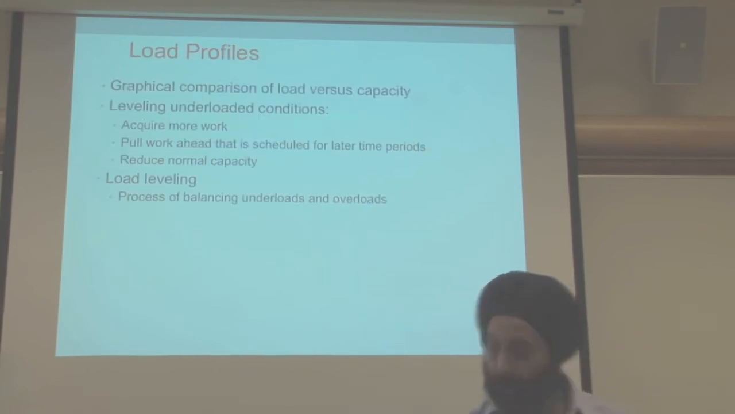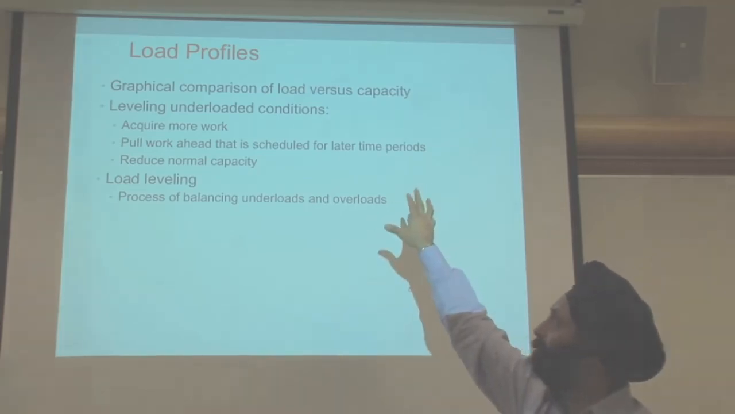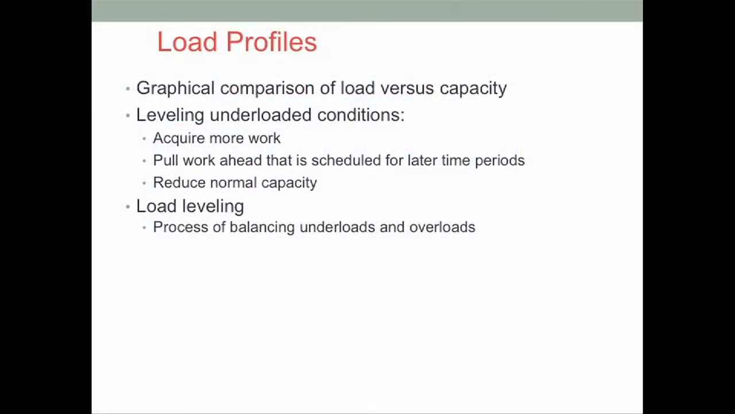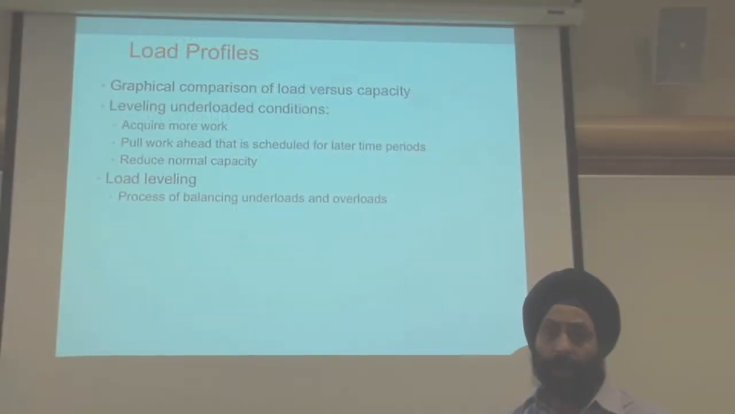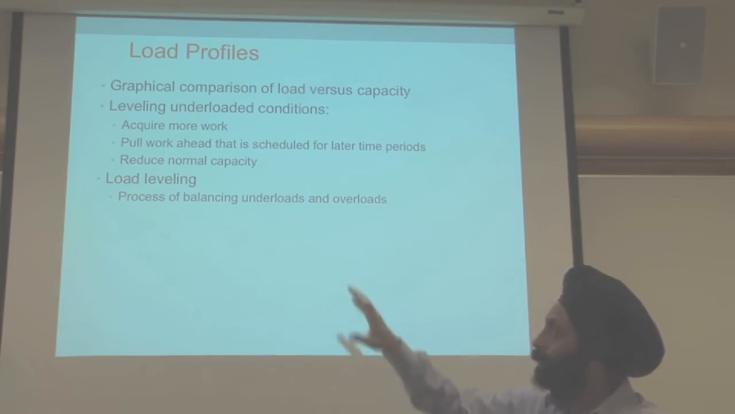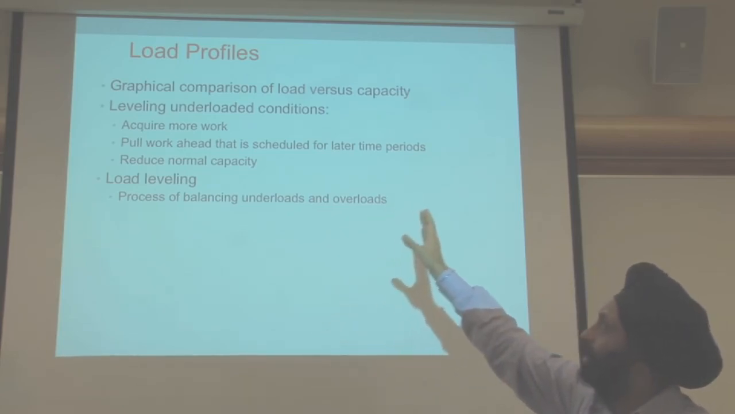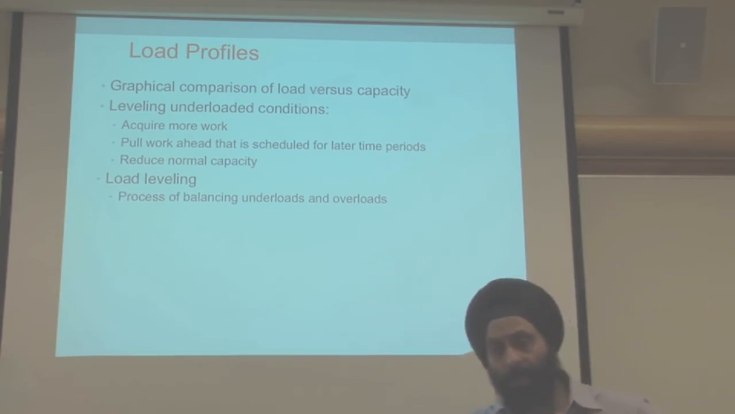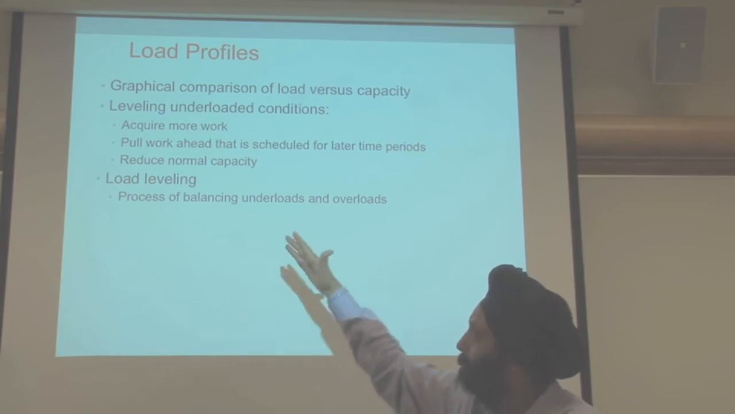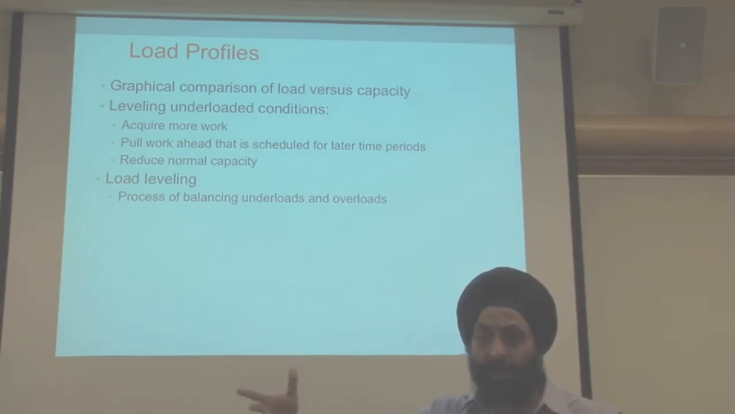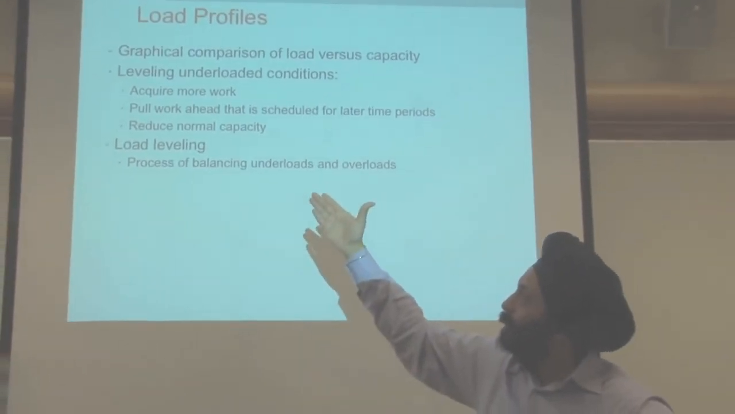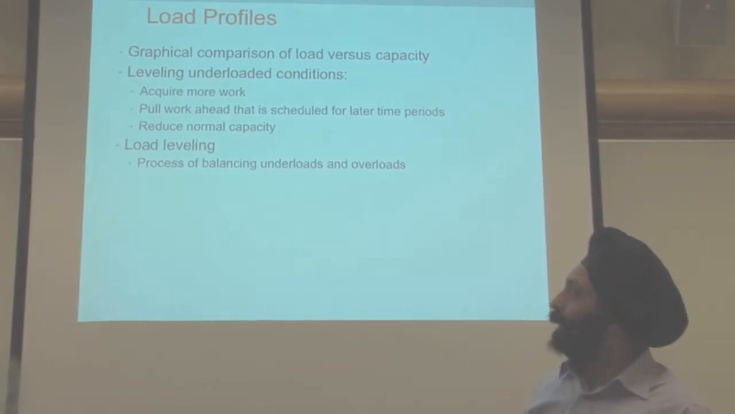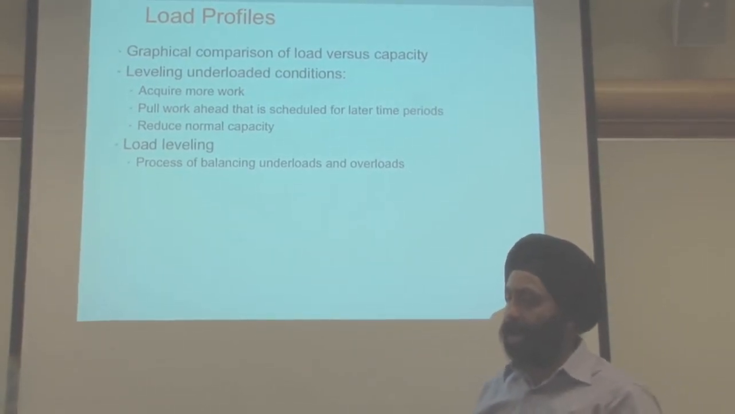So in this case, a load profile is a graphical comparison of load versus capacity: how much is the capacity and how much of the capacity is actually being used or loaded on the machine, and that is being reserved for a particular production process. So leveling underloaded conditions means acquiring more work. If you have a machine that is under capacity, which still has some capacity to spare, in that case you need to allocate some more work to that machine and balance it out.